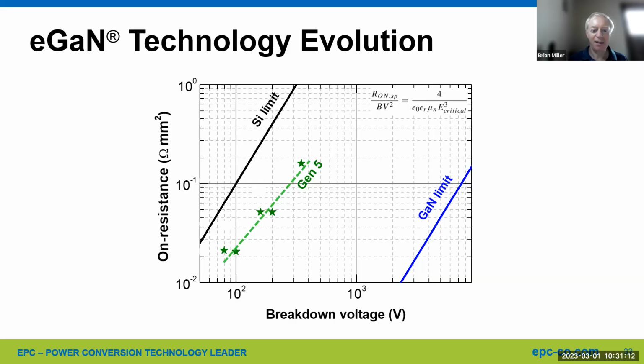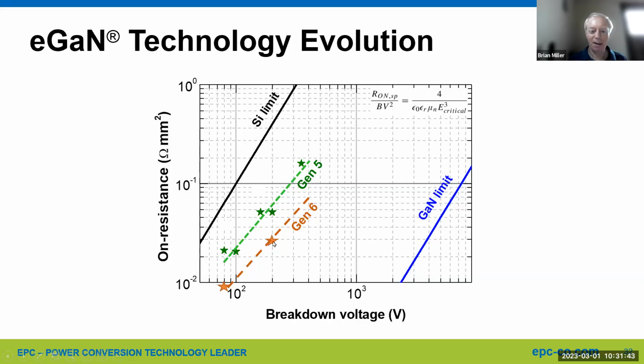And FETs in the Gen 5 are quite noticeably better, and that gap grows. You can see the gap growing as voltage grows. Still, there's a 300 times difference from the theoretical limit. Now, just a month ago or so, EPC announced the Gen 6 FETs. They're going through qualification now. Notice how the line moves.